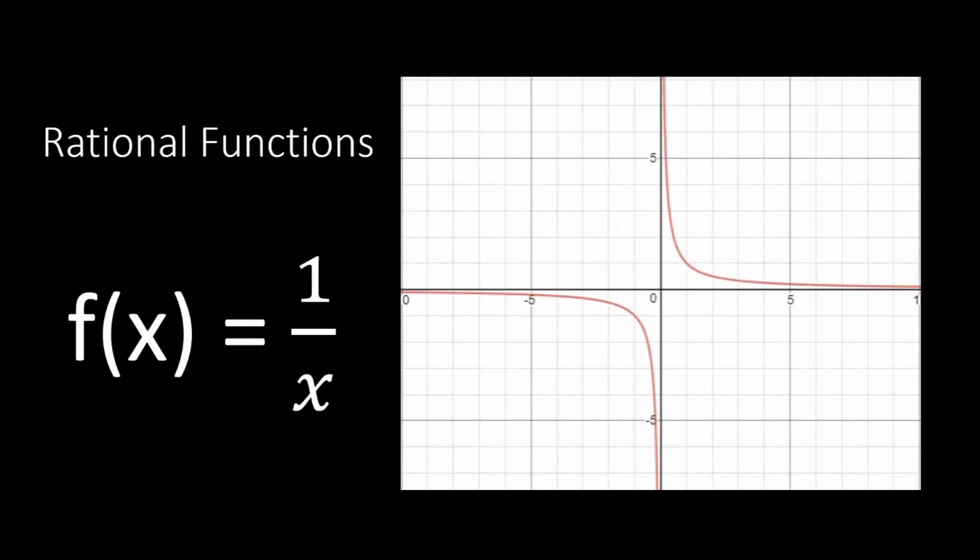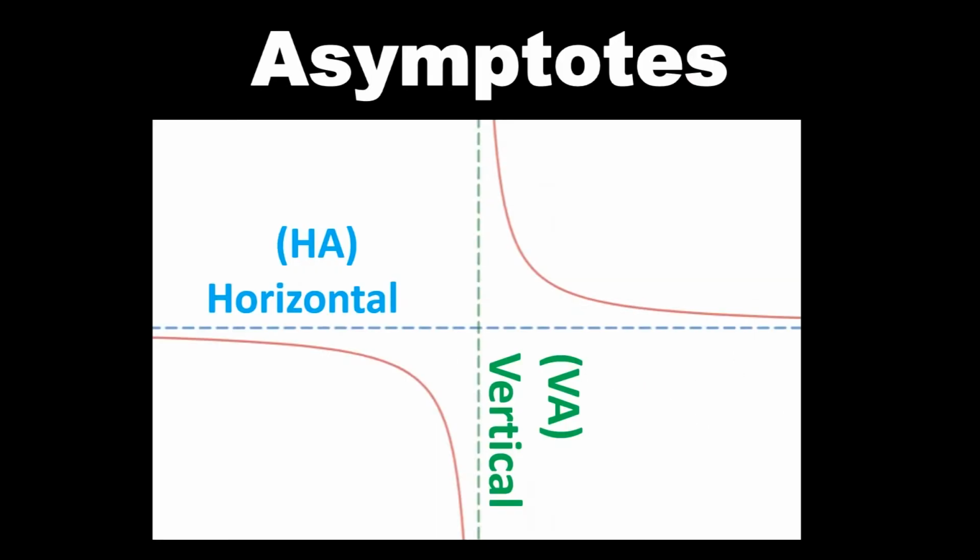So rational functions, the word rational is just another way of saying fractions. As we see with our parent function here, 1 over x, our x is on the denominator. And there's some important aspects with an x being on the denominator. With fractions, we know that you can't have a 0 in the denominator. We'll see what happens when we have a 0 here in a minute.